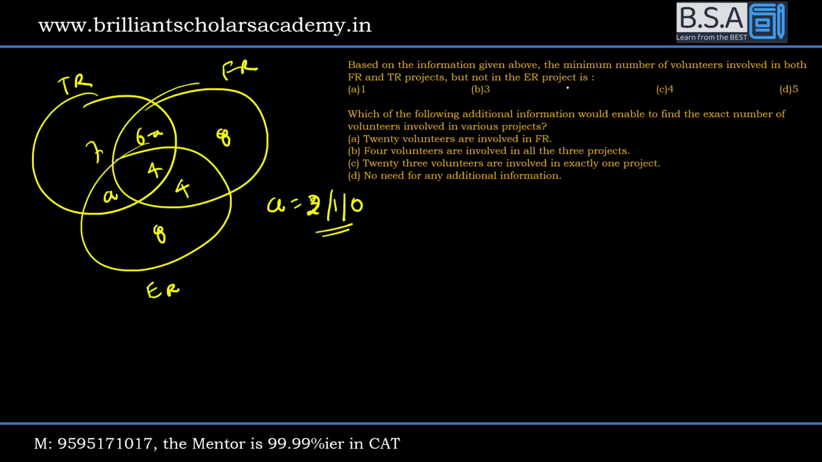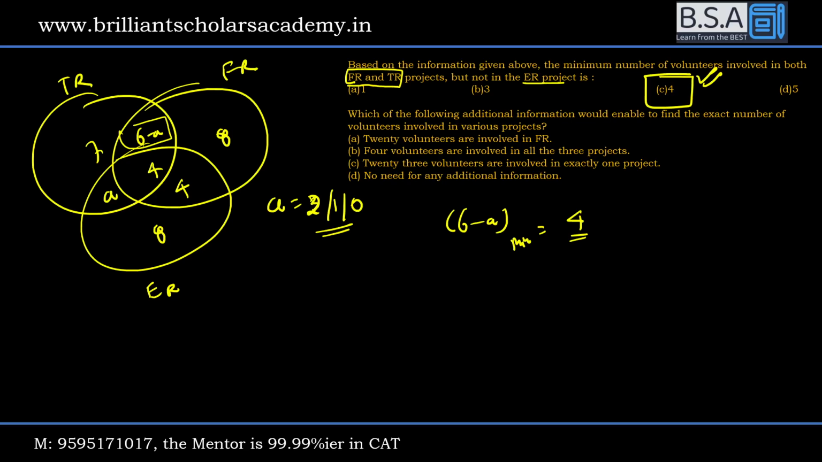Based upon the given information, the minimum number of volunteers involved in both FR and TR, but not ER. FR and TR ये नंबर है, but not ER. इसको मिनिमम करना है. 6 माइनस A को मिनिमम करना है. तो A को मैक्सिमम ले लो 2. A को अगर आपने 2 ले लिया तो बाय डिफॉल्ट मिनिमम हो जाएगा 4.